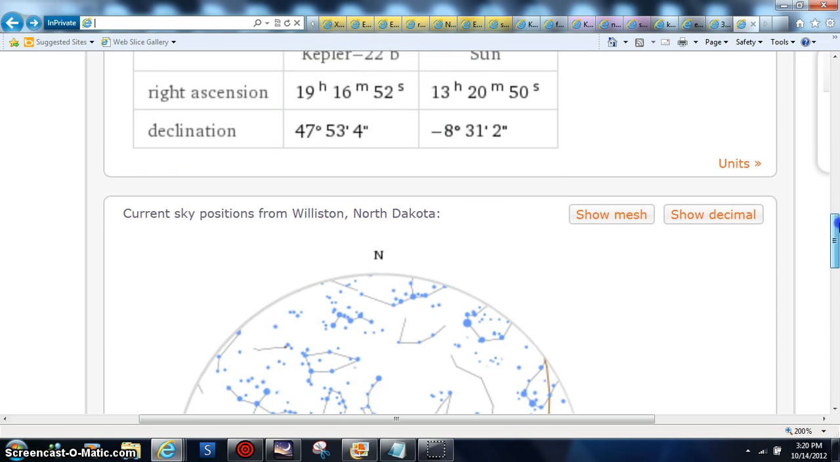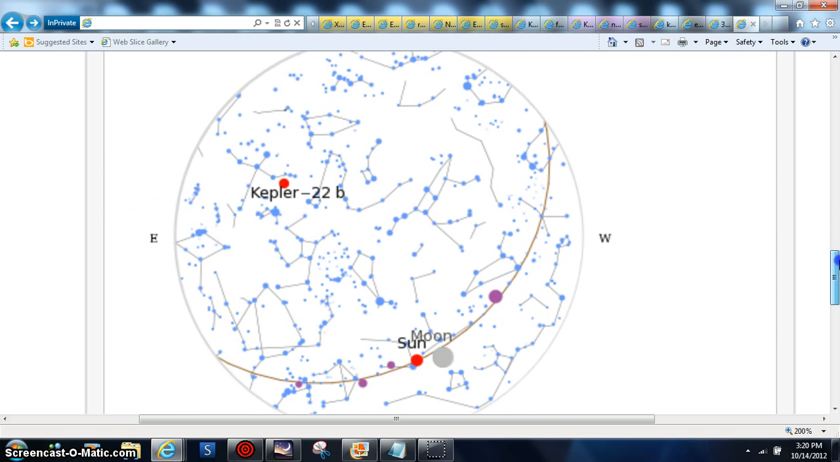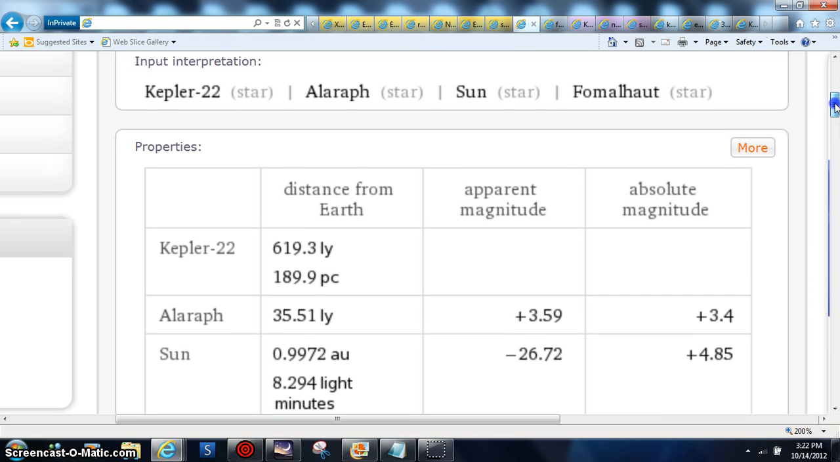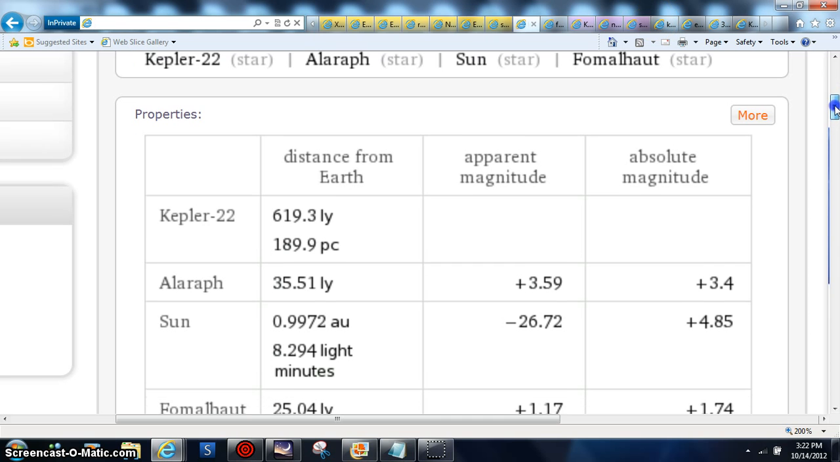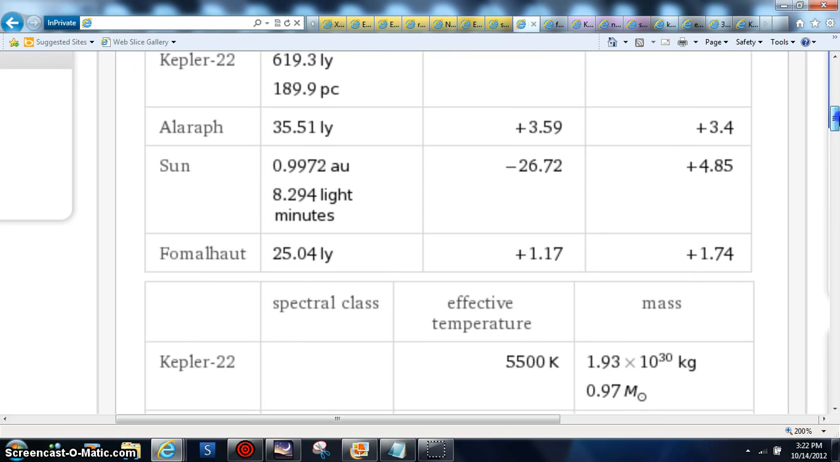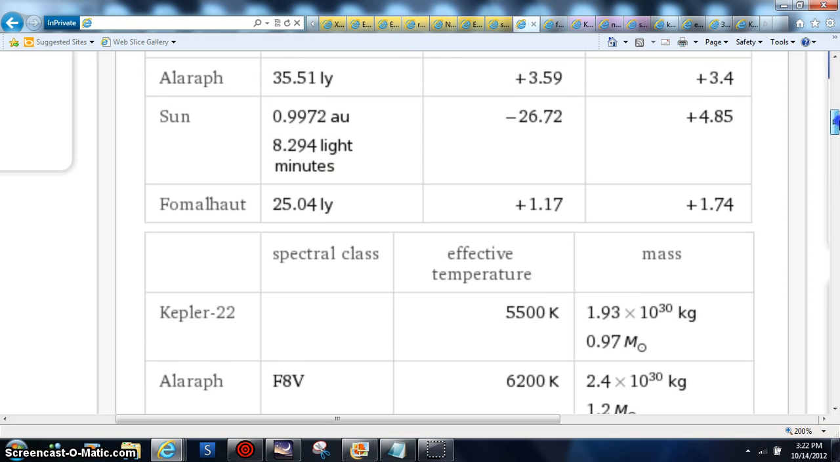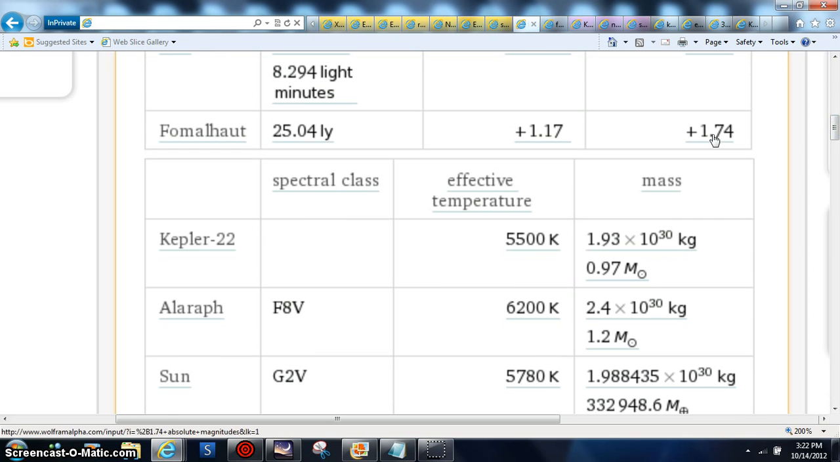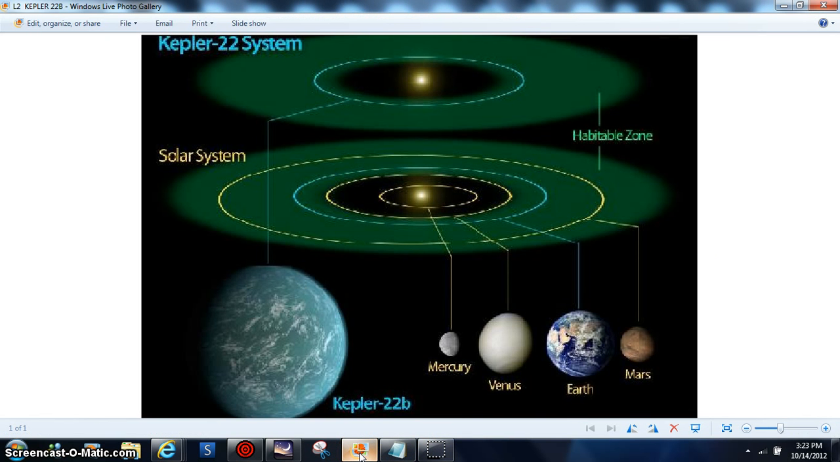Okay, the Sun of Kepler-22b, and basically that's how everything sits in the sky right now. So basically this is orbiting Kepler, the star Kepler. You can always trust me on the data and the distances because I always crunch the numbers. And there's Alarath, the Sun, formal hot. Kepler 22, because basically Kepler 22 is a star, okay? It's burning at 5,500 K, okay? And basically, this is it out in space, okay?